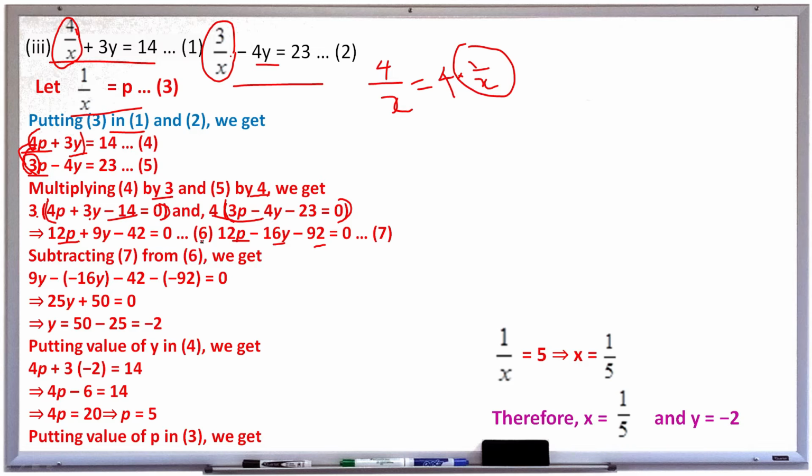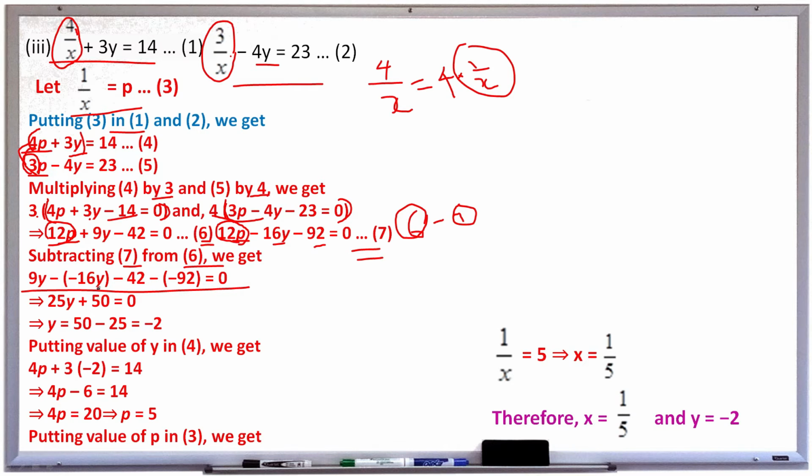Now we are going to solve these two equations. For that you see the 12p in equation number 6, and in equation number 7 we are having 12p. When you subtract, this 12p will get cancelled. So subtracting 7 from 6, equation number 6 minus equation number 7, when you subtract you will get 9y minus (minus 16y minus 42) minus of minus 92 is equal to 0.